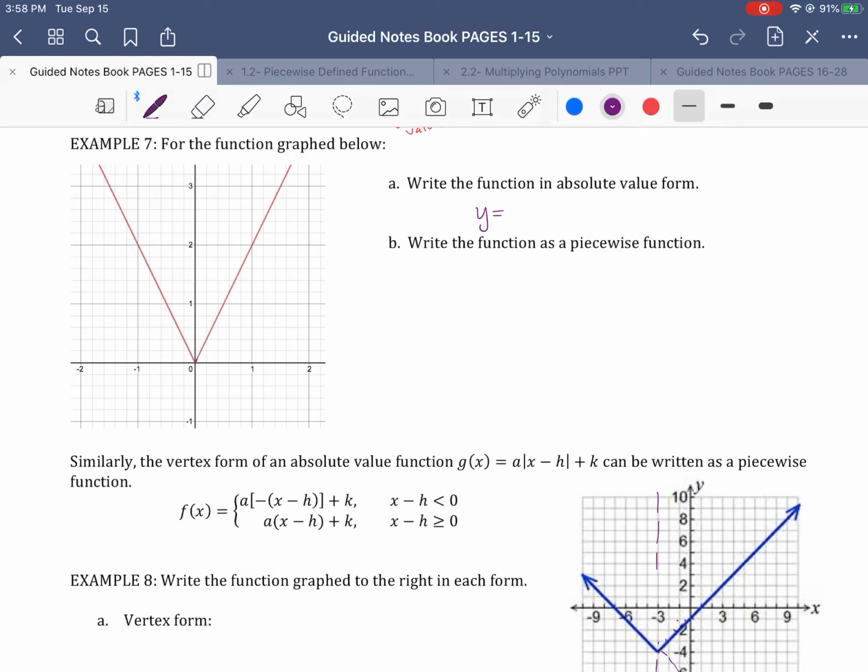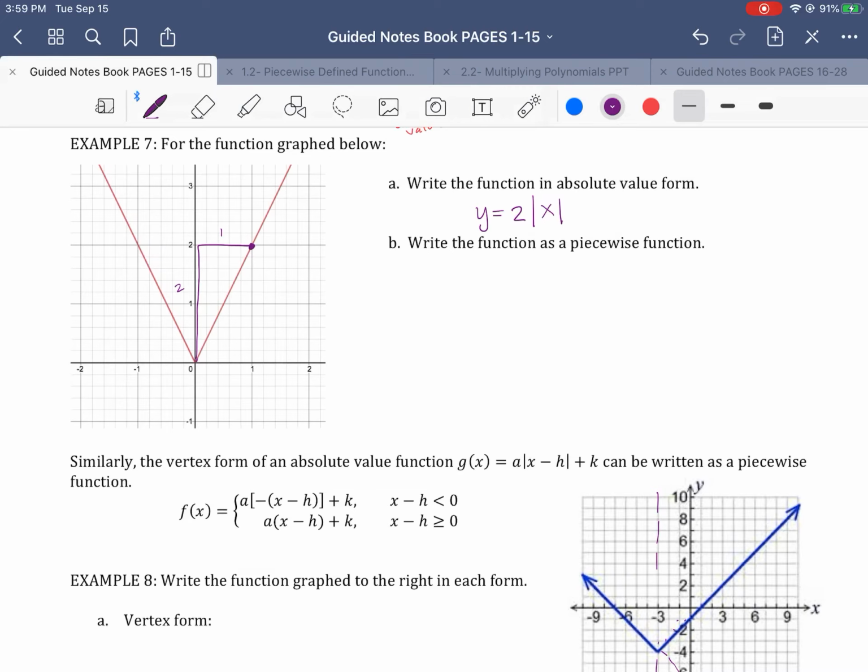If I count the slope, it looks like we're going right up 1, 2, and over 1, up 2 over 1. So that would be like 2 as my slope. Then the absolute value bars, right? It doesn't look like it moved anywhere, so it would just be a slope of 2, didn't go up or down or left or right.